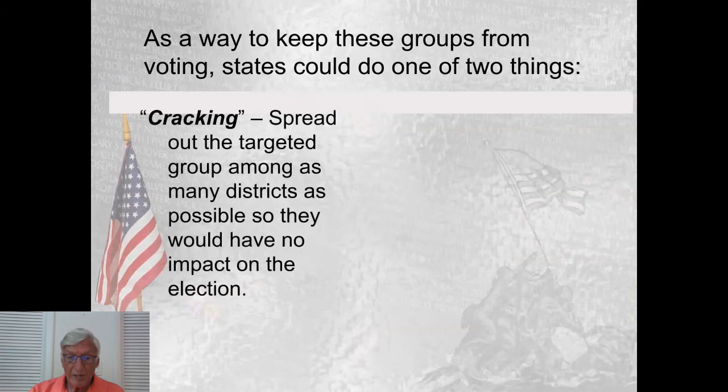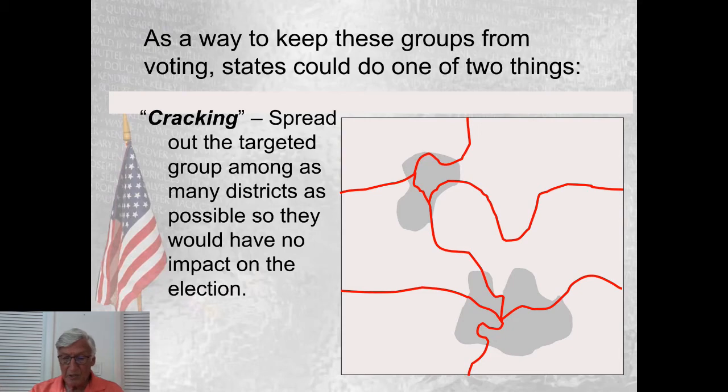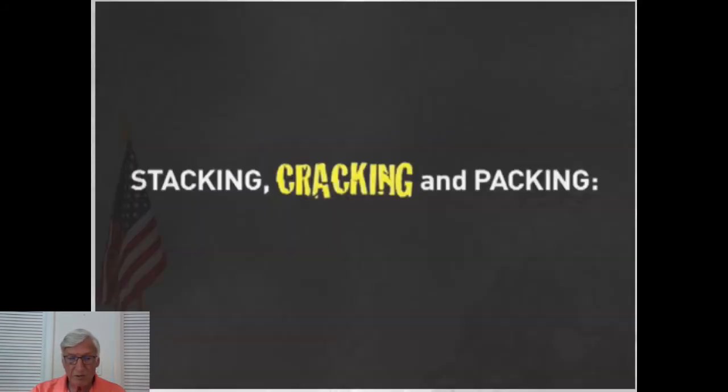And the other one is cracking. You spread out the targeted group among as many districts as possible so they would have no impact on the election. Here's our same little area, two minority group blocks in gray. And so you draw the districts so that they will never have a representative. You'll notice they are in a minority in each one of those districts. And they never, ever get any direct representation in Congress. And so this is the kind of thing that people are balancing all the time as they're putting together the reapportionment and redistricting.